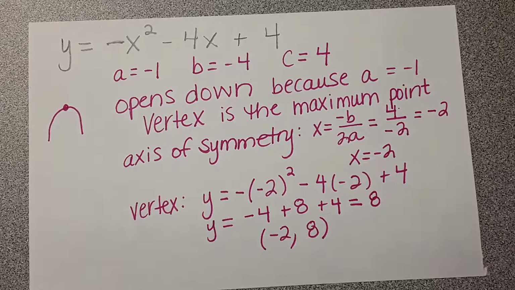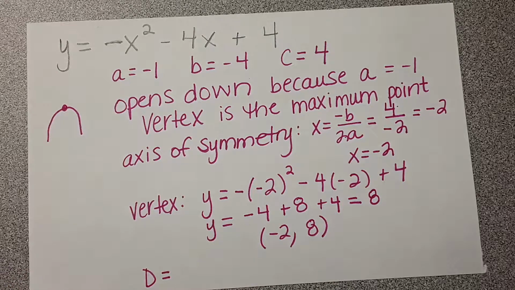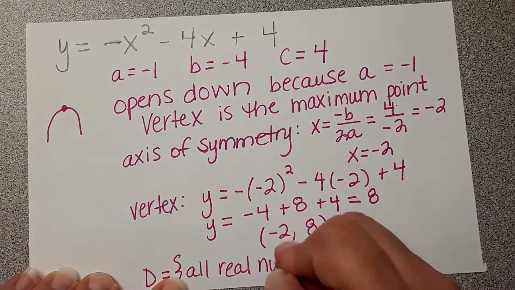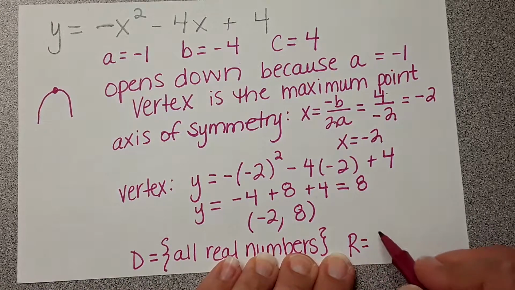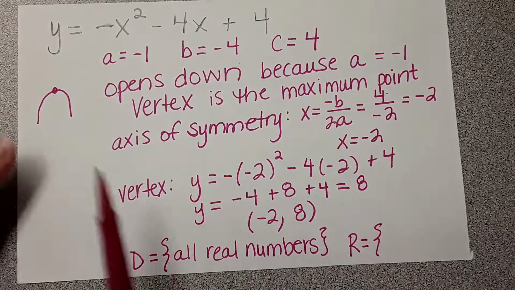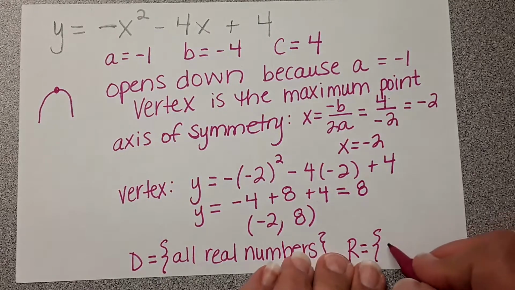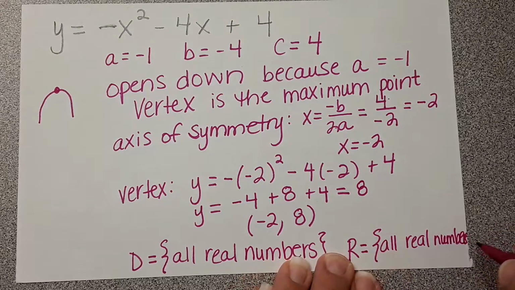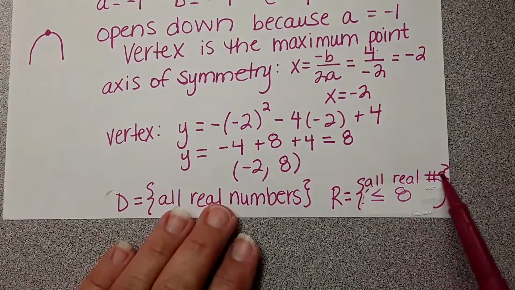So from this, you know our domain, you know our range, and we can find our y-intercept. From knowing this right here, we know that our domain, and it's what I wrote on Friday. On Friday, I typed a big, huge note that said your domain is always all real numbers. And our range, now, because our graph opens down, right? Because it opens down, our maximum point is 8, which means our range is all real numbers less than or equal to 8.